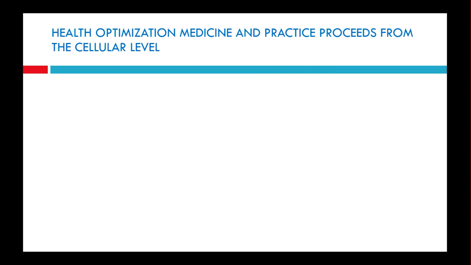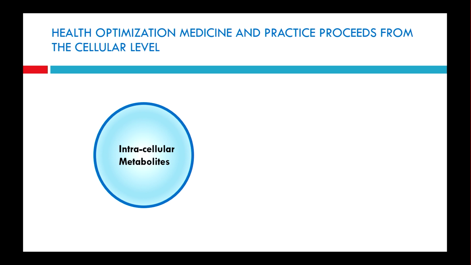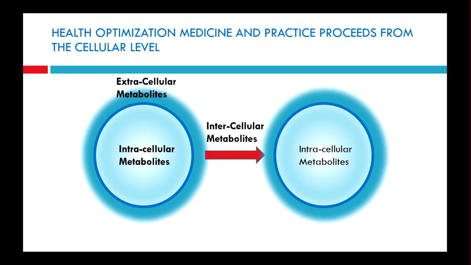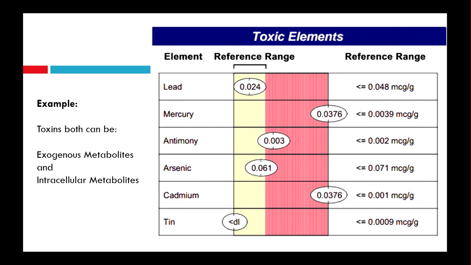Health optimization medicine and practice proceeds from the cellular level. That's why we often get this disconnect with the illness medicine doctors, because they're talking at the organ level, and here we are talking at the cellular level. So we would like to bridge that spectrum from organ to cell. So there are intracellular metabolites, there are extracellular metabolites, and there are intercellular metabolites. Intracellular metabolites are those like your cofactors, for example, and vitamins. Extracellular metabolites are like your toxins, and intercellular metabolites are your hormones. Now, for example, toxins can both be exogenous metabolites, meaning coming from the outside, and intercellular metabolites.